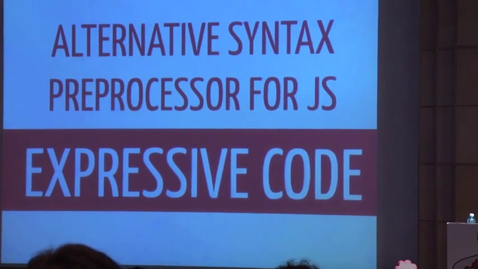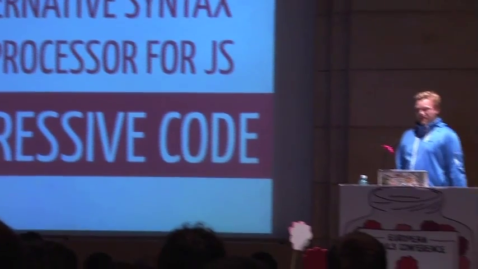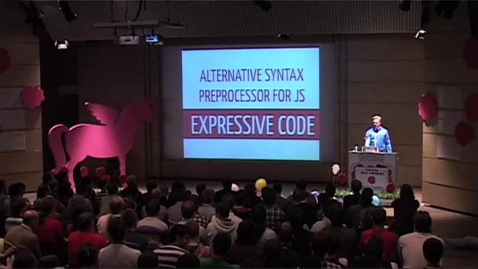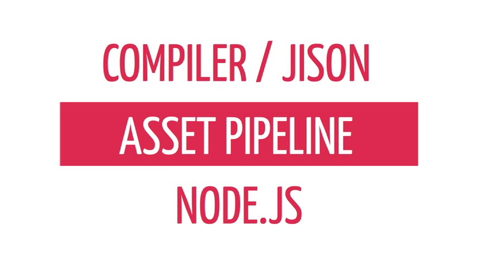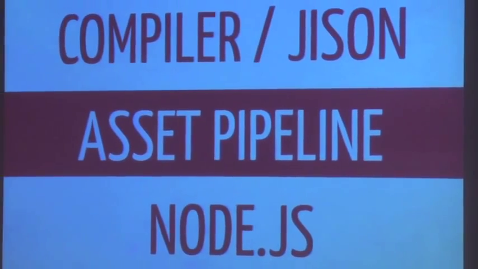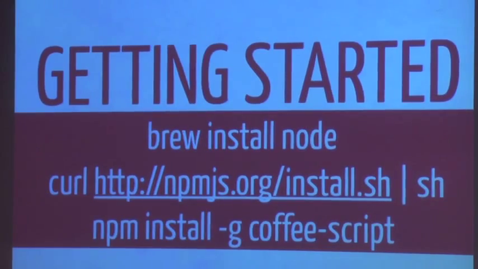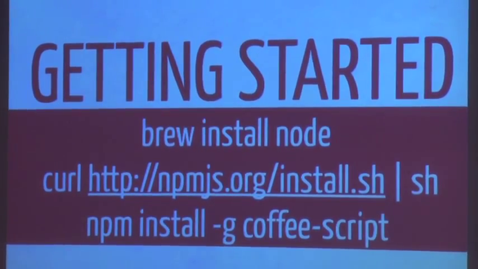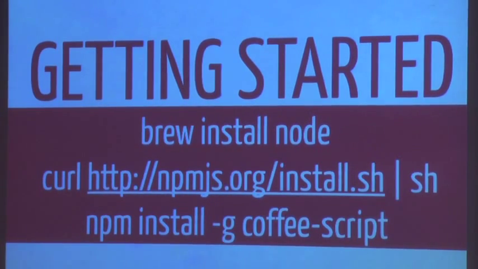So CoffeeScript. CoffeeScript is an alternate syntax for JavaScript. It's a preprocessor, and it really embraces expressive code. The compiler is based on JSON, which is a JavaScript version of Python. In Rails, it easily integrates via the asset pipeline and it's available as a Node.js utility. So if you want to get started, you just install Node, and then you need npm, which is a package manager for Node, and then you can install it and use it from the command line.